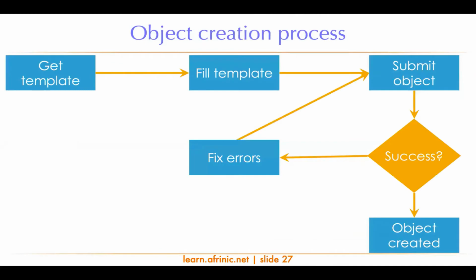Now, how do you create these objects? First step, in the WHOIS database, you get the template. You fill in the template, you submit the objects. If there are errors, you need to fix them until you are successful. At AFRINIC, the AFRINIC WHOIS has a web interface which you can use. You can also use the text.